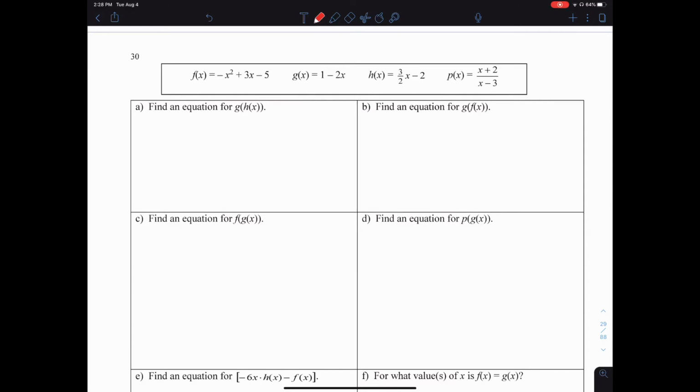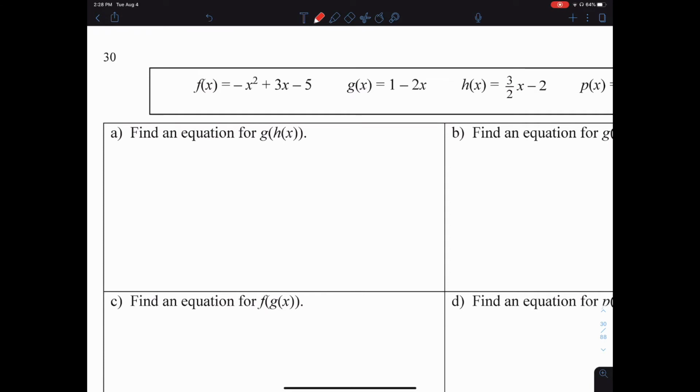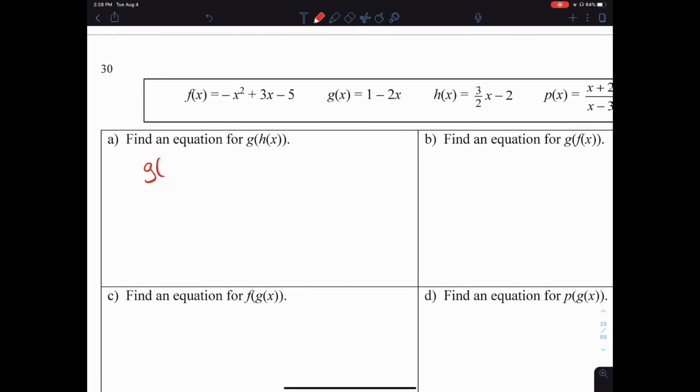Find an equation for g of h of x. Now, we've already kind of done this. I'm going to skip. I'm not going to skip it. I won't take the easy way out. G of h of x. So we got function g. Maybe we actually haven't done this. We're going to put function h in for it.